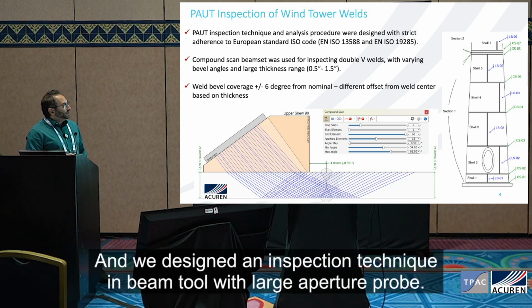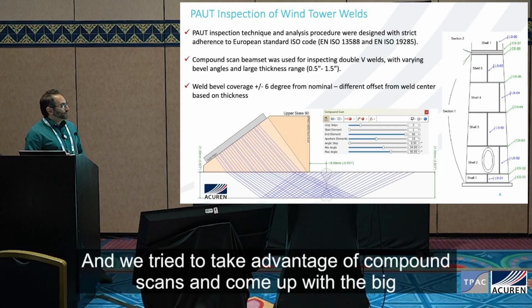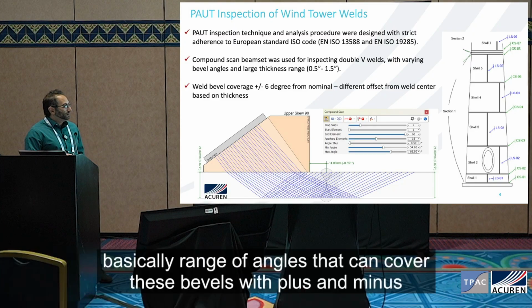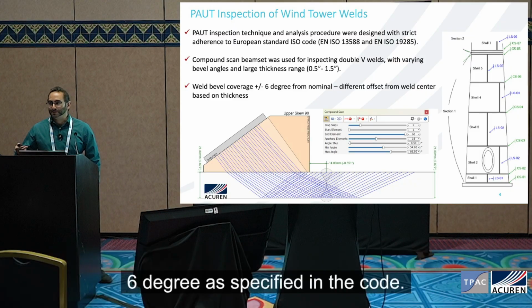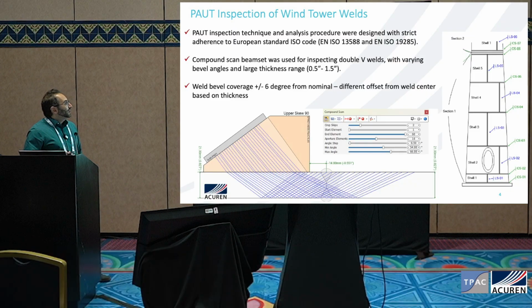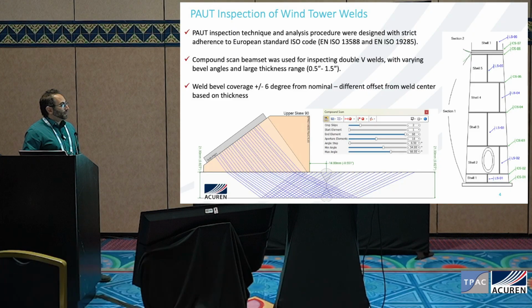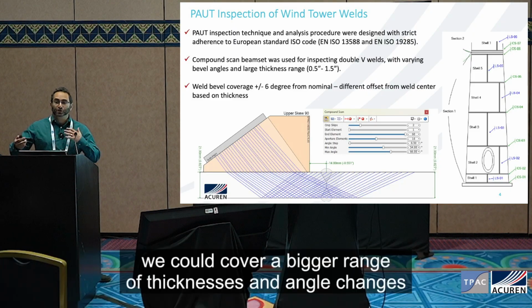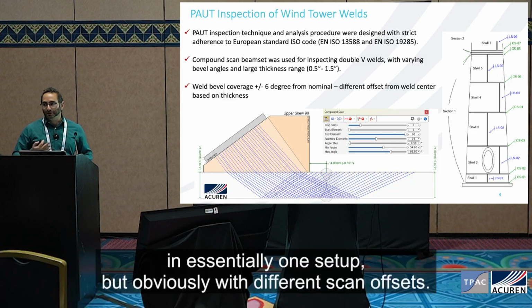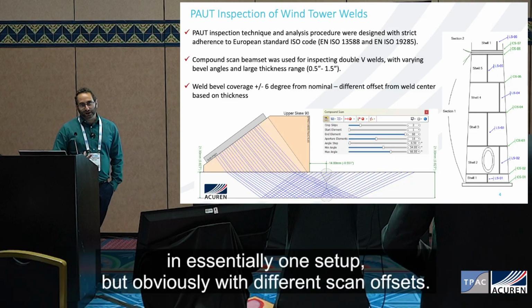We designed an inspection technique in beam tool with a large aperture probe, and we tried to take advantage of compound scans and come up with a big range of angles that can cover these bevels with plus and minus 6 degrees as specified in the code. The advantage of using compound scan with a large aperture probe was that we could cover a bigger range of thicknesses and angle changes in essentially one setup, but obviously with different scan offsets.